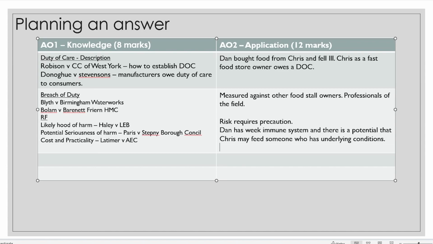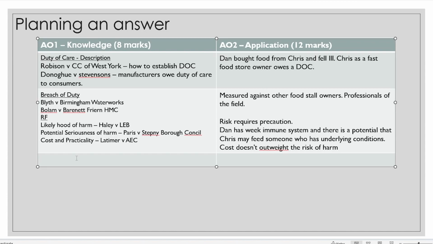Okay, and then cost and practicality. Cost obviously doesn't outweigh the risk of harm. It just simply doesn't. And you could end it basically saying Chris needs to take more responsible precautions. More responsible precautions could have been taken. It was quite obvious that Chris hasn't really taken proper precautions to ensure that people do not become ill from his food that he is selling.